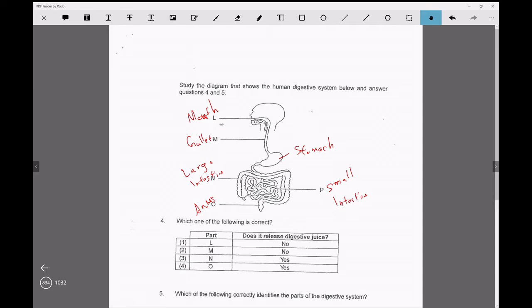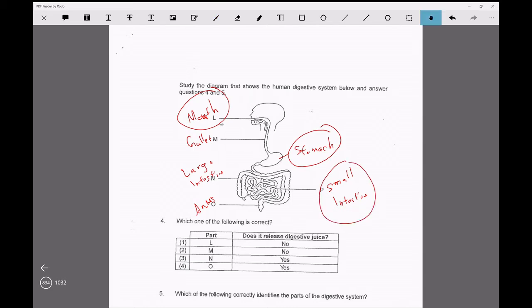So they say part L, does it release digestive juice? Digestive juice can only be found in 3 organs in your digestive system, which is your mouth. Your saliva is your digestive juice in your mouth, your stomach. But they didn't label stomach here. And your small intestine only. Only these 3 organs have digestive juice. Therefore, only these 3 organs do digestion.